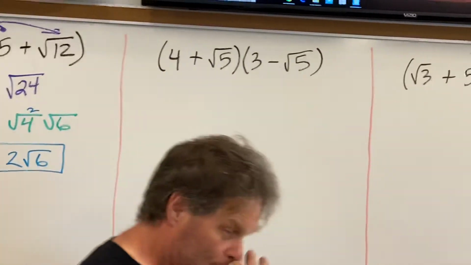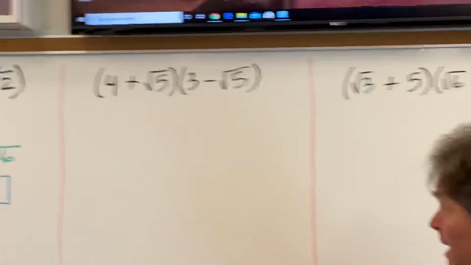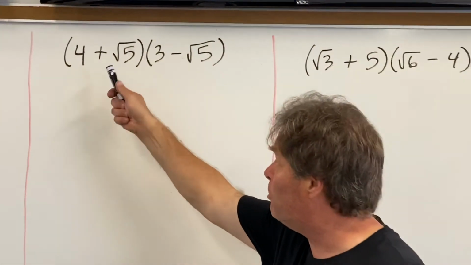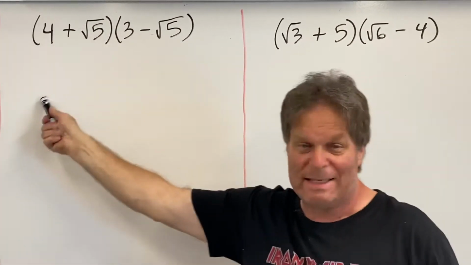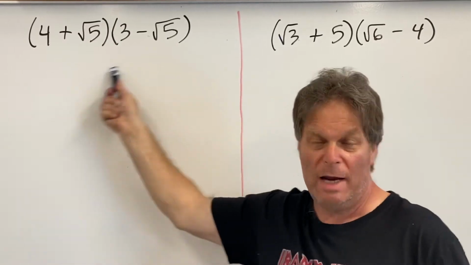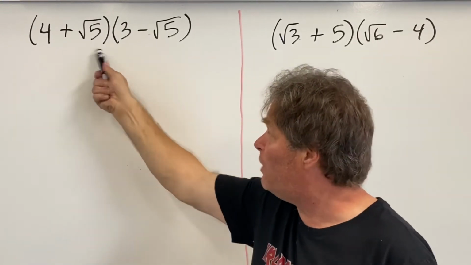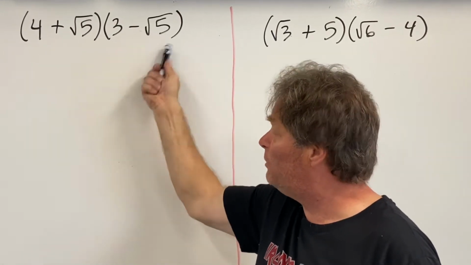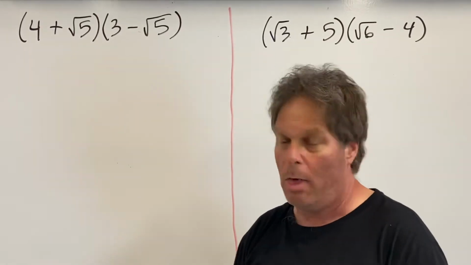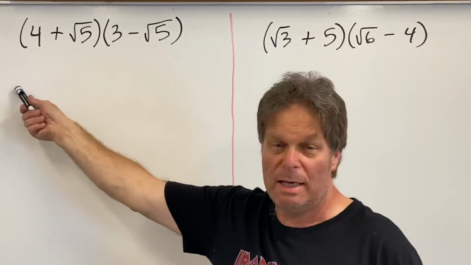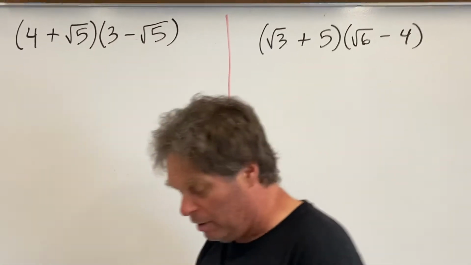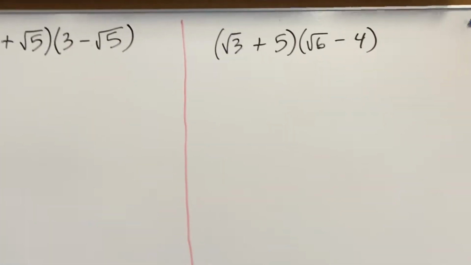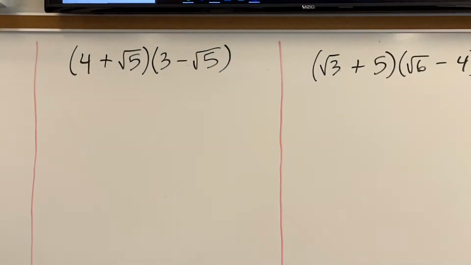Okay, now, jumping over to these guys. We've got basically a binomial times a binomial. You probably recognize this as FOIL, right? Like if it's x plus 5 times x minus 7 or something like that, we do FOIL. Well, this is the same idea. So how does FOIL work? If you remember what FOIL stands for: first, outside, inside, last.